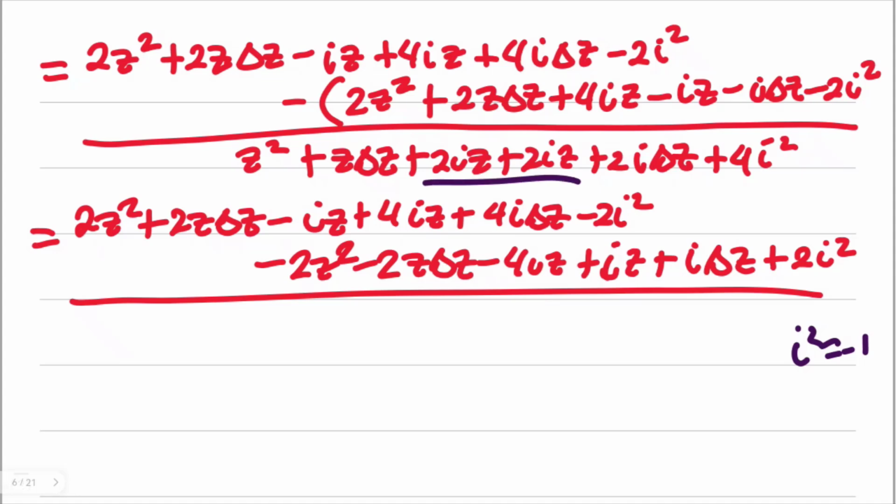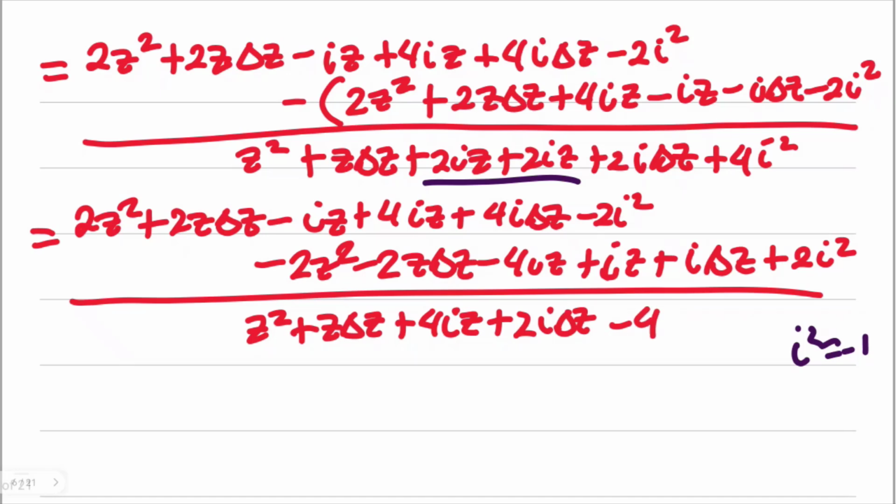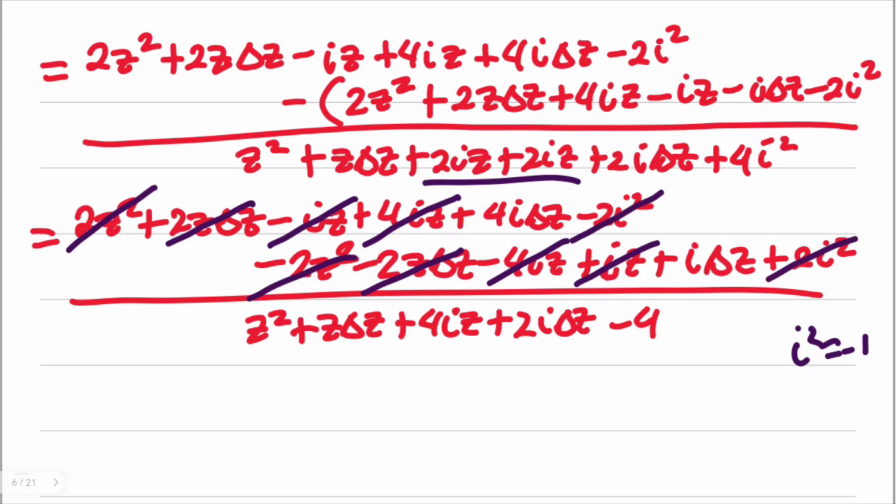For our denominator, you will have here z squared plus z delta z plus 4iz, that's 2 plus 2, plus 2i delta z, and you have your minus 4. Okay? It's now minus 4 because i squared is negative 1. Okay? Now, look in our numerator this time, 2z squared minus 2z squared cancels, 2z delta z minus 2z delta z cancels. Iz, minus is plus. What else? 4iz is minus 4iz. And of course, as mentioned, the minus 2i squared is plus 2i squared. Okay?